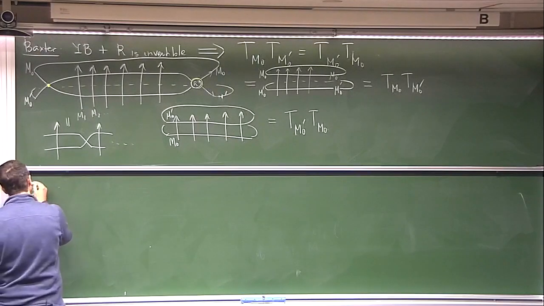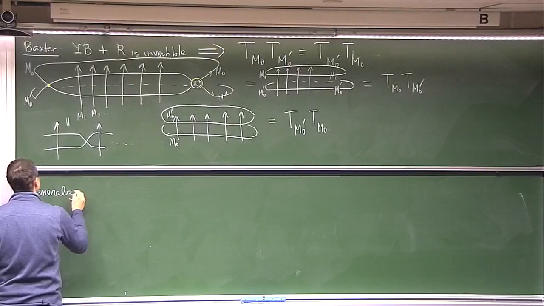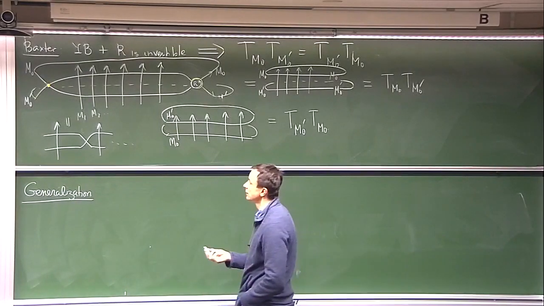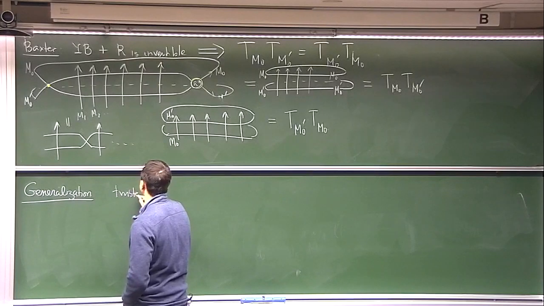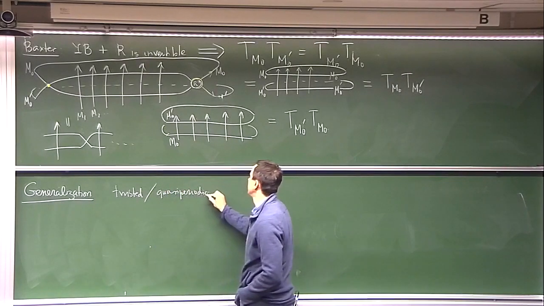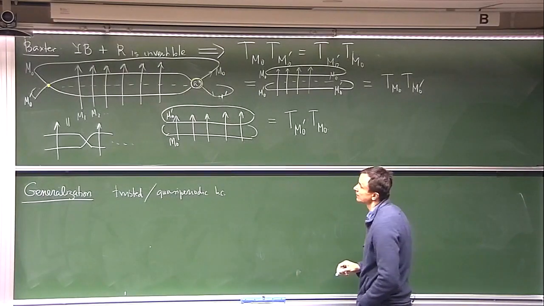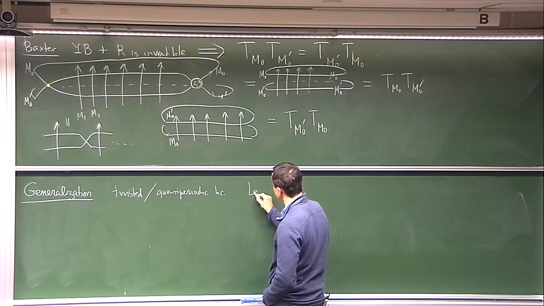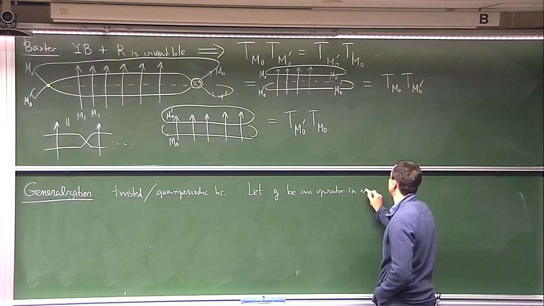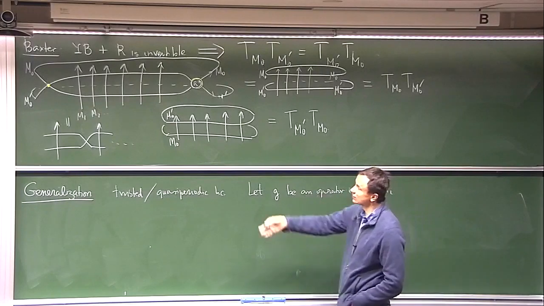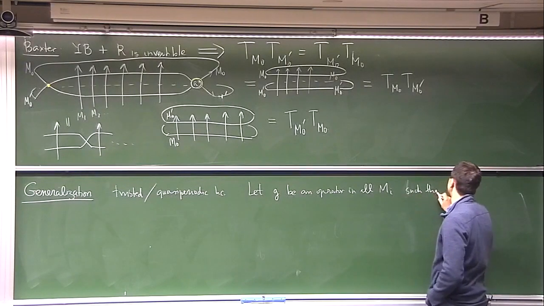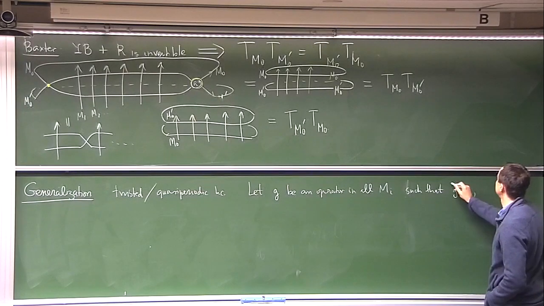And a generalization is this twisted boundary condition, or quasi-periodic boundary condition. This means suppose we let G be an operator in all M_i. So if we think of it like a group element that acts in all of this tensor product, such that 1 tensor G commutes with all our matrices.